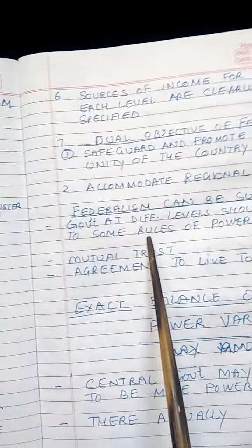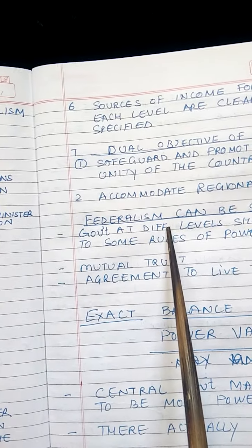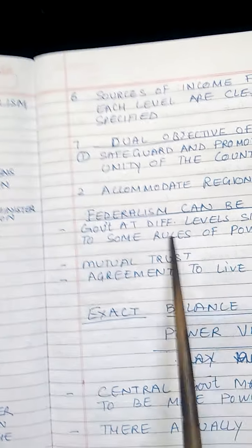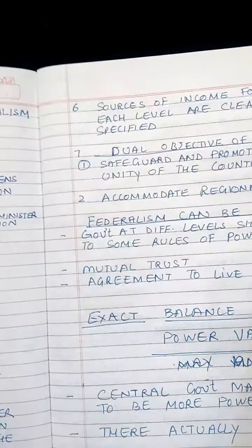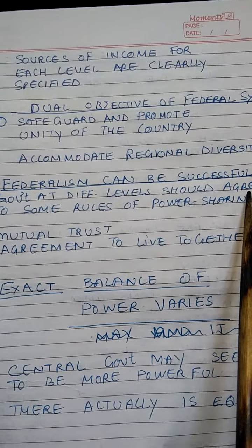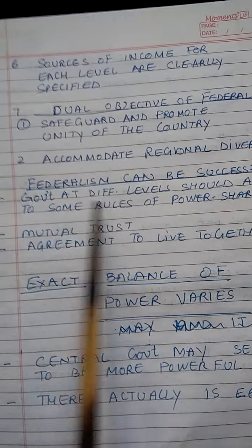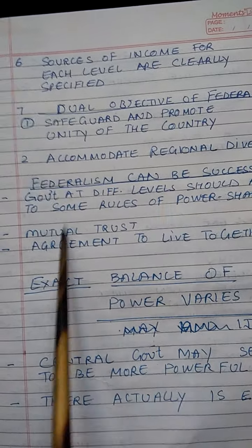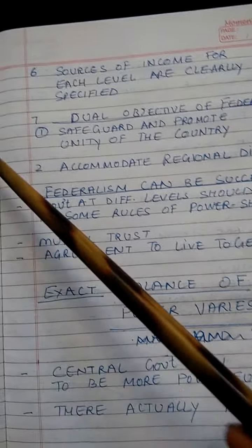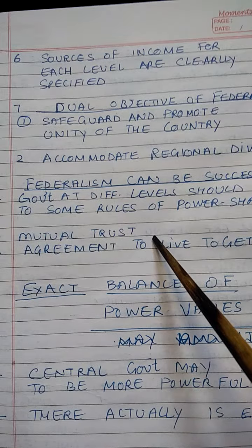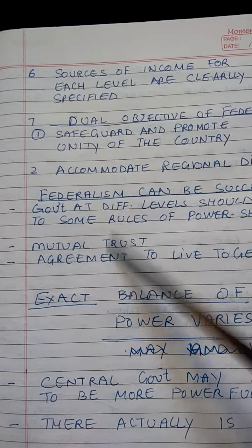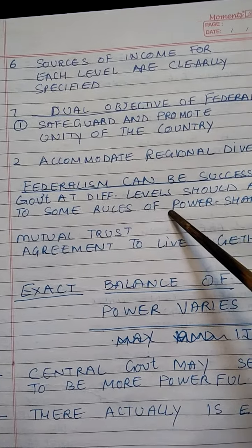Now, if we go back to your first chapter, Belgium accommodated regional diversity, whereas Sri Lanka was not able to accommodate it. They followed majoritarianism. This you have already done. So we have one conclusion: federalism can be successful when governments at different levels agree to some rules of power sharing. Secondly, there should be mutual trust. And then there should be an agreement to live together. So here we discussed the key features of federalism. Altogether, we discussed 7 key features, and 3 basic points on when federalism can be successful.